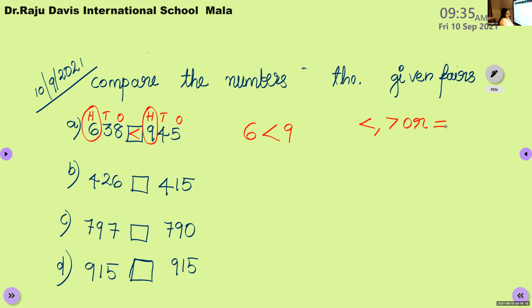So first step, we have to compare the number of digits. Second step, if the number of digits are equal, we have to compare the hundreds. If the hundreds are equal, we have to compare the tens. If the tens are equal, we have to compare the ones. These are the steps. So please try to do it.